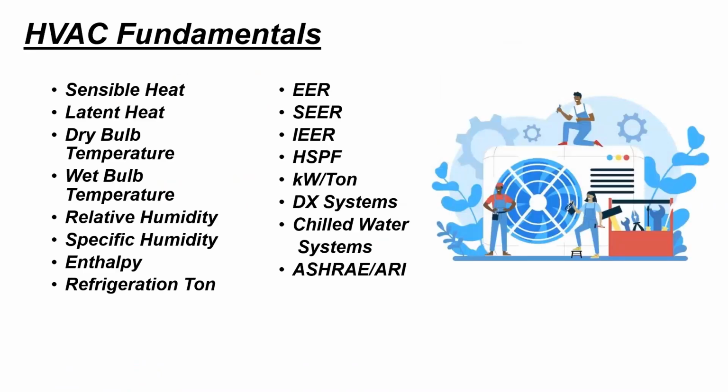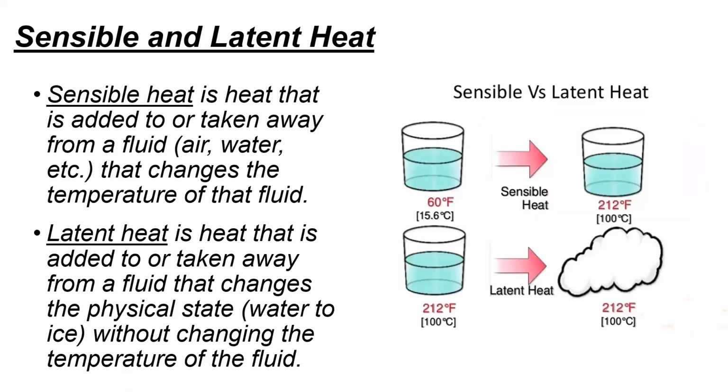So I guess we're going to start with refreshing our minds on some of the basic definitions before we get into some further details. Starting with sensible and latent heat. Sensible heat, as everyone knows, is the heat added or removed from a fluid that results in a change in the temperature of the fluid. For example, heating of water from 60 degrees to 212.